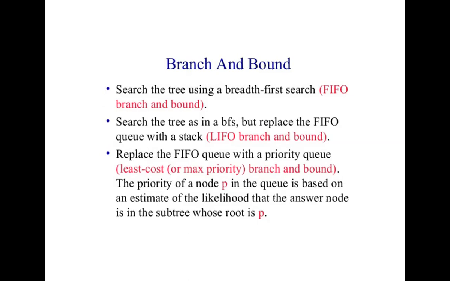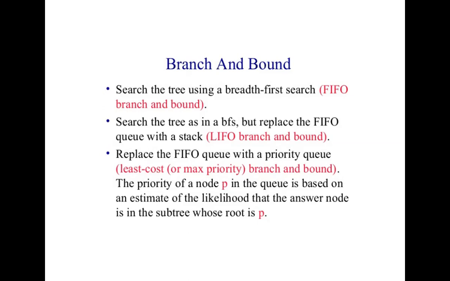There are three methods for branch and bound. One is FIFO branch and bound, which means first in, first out branch and bound. Here we are using a queue. Another method is last in, first out branch and bound. Here also we are using a BFS tree, and last in, first out means we are using a stack.